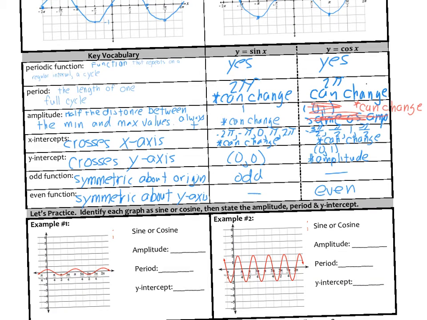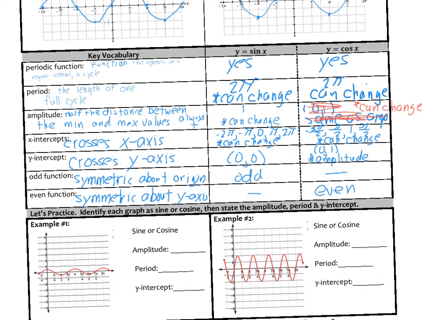Okay, the amplitude is typically equal to the maximum height. Okay, unless there's been a shift, a vertical translation, it's going to be just the maximum height. But really, it's half the distance between the max and the minimum.